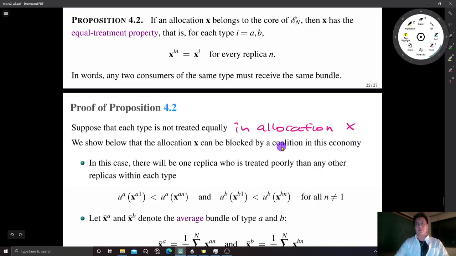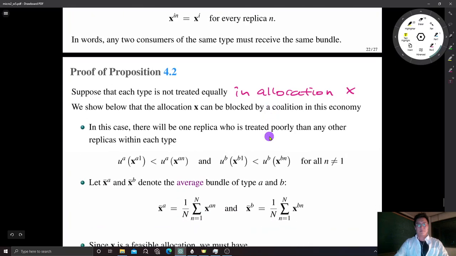So there exists one coalition S in this economy EN that improves upon the allocation X. So that will be excluded from the core. Okay, so that is actually the contrapositive statement of this. So if we prove this statement, then we are done. All right.